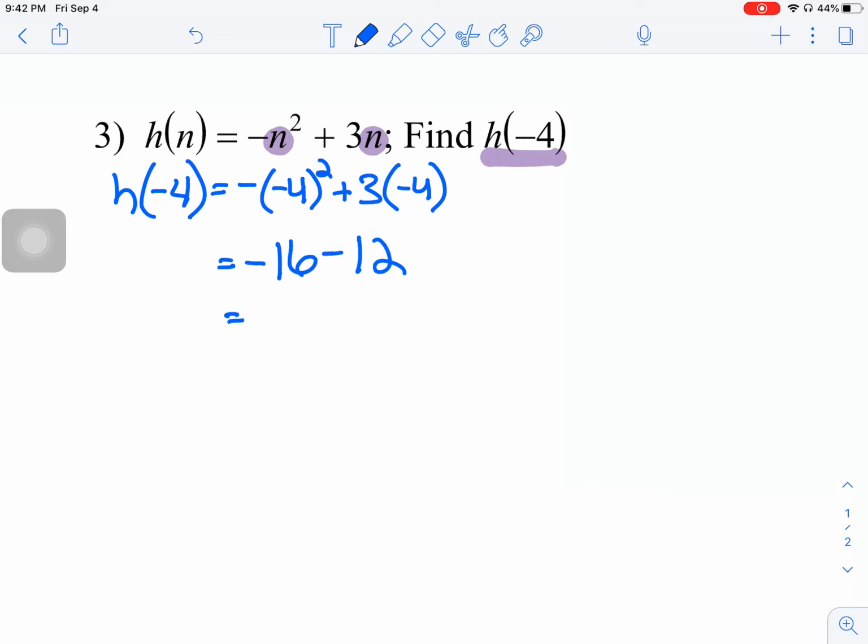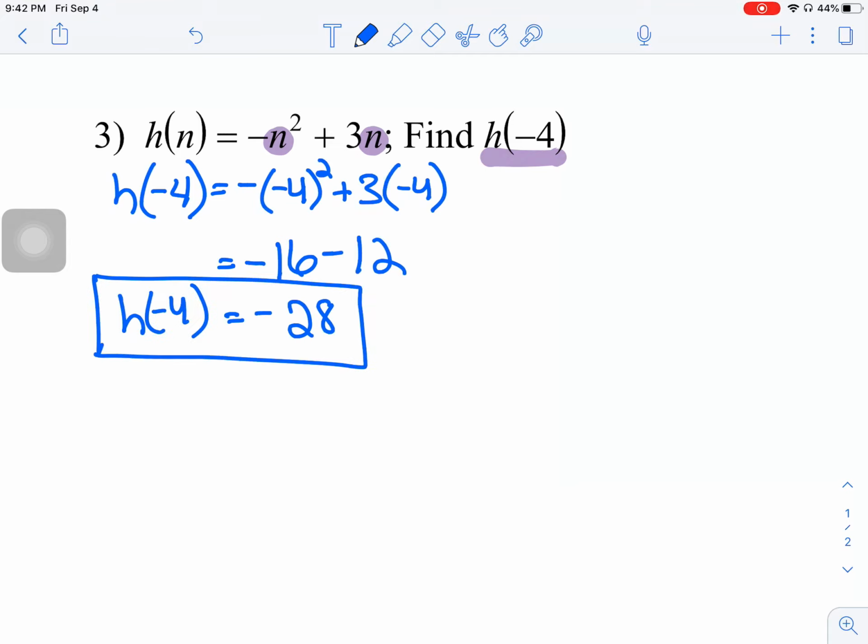At this point, I can then combine these terms. So negative 16 minus 12 is negative 28. So h of negative 4 is equal to negative 28. Okay, don't get hung up with the powers with your exponents, but be very careful when you deal with your negative signs. Okay, make sure you do the order of operations. So powers first, then deal with any outside negatives.